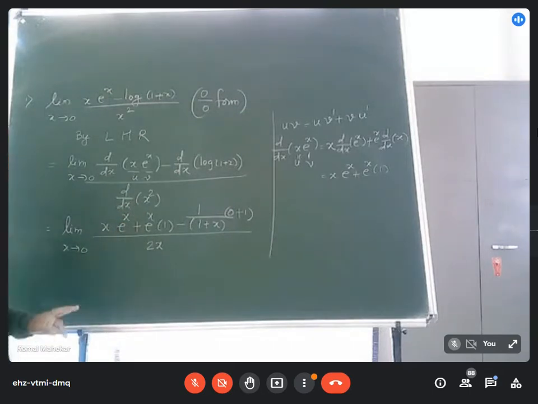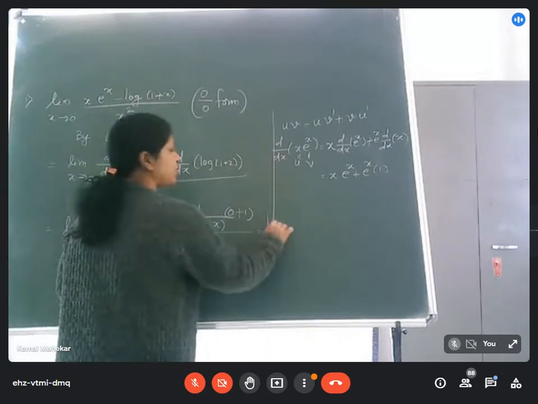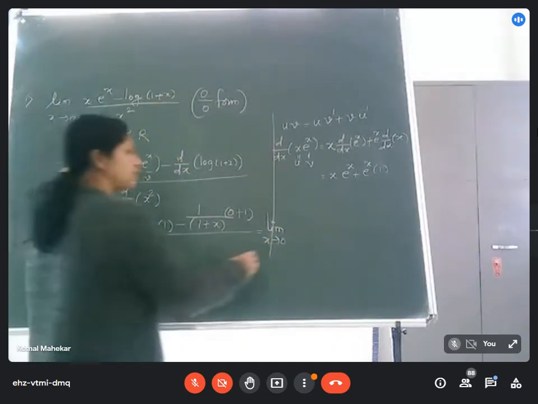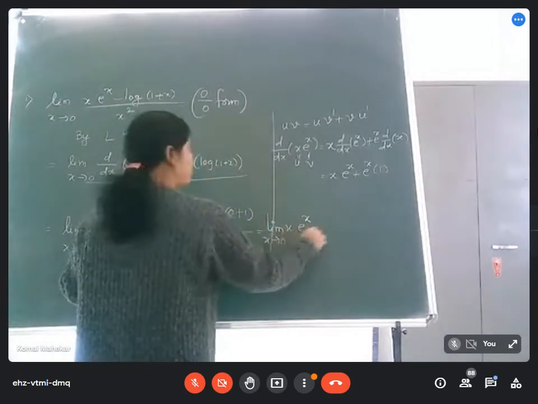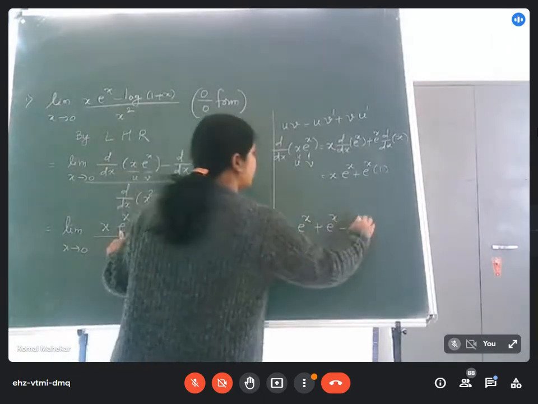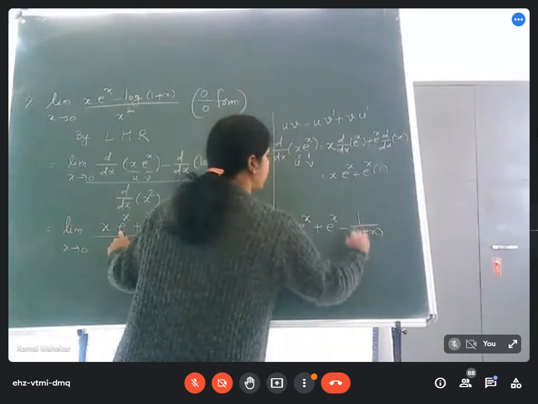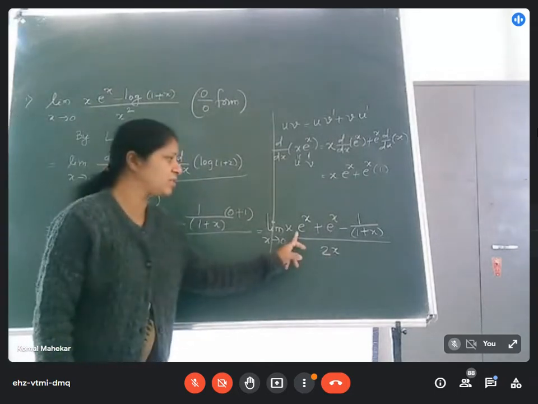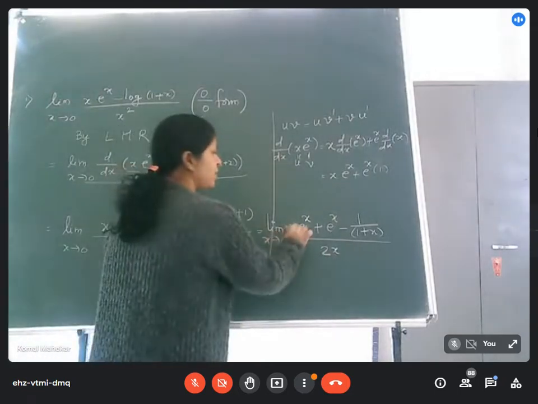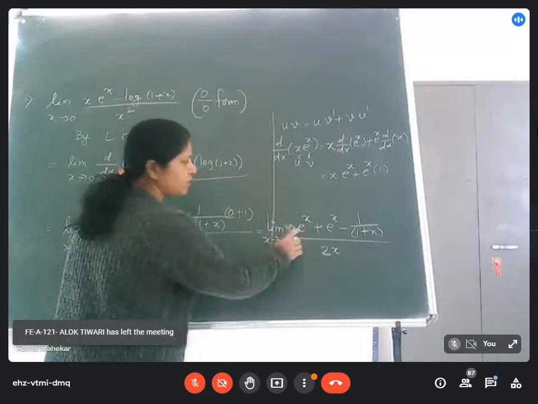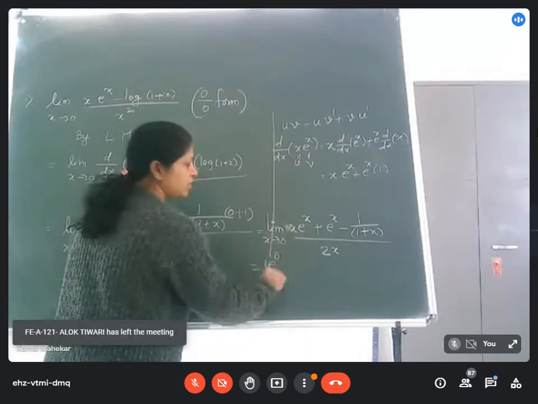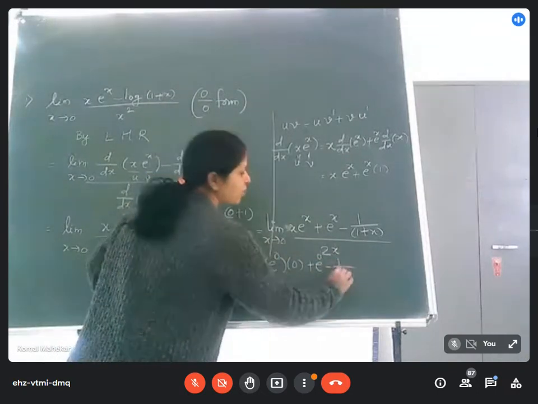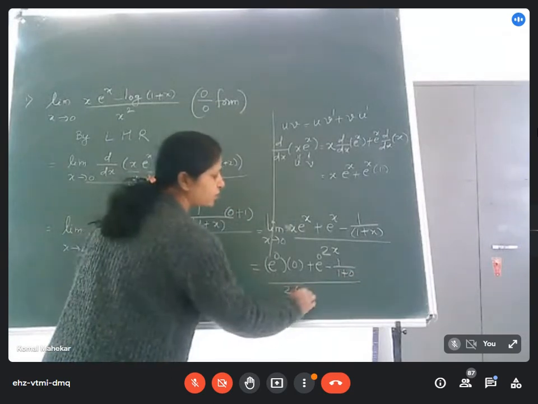Now we rewrite this as limit x tends to 0 of x e^x, this is the first term, plus e^x minus 1 upon 1 plus x, divided by 2x. Now, if you put x equals 0 in this, then what will happen? This becomes 0 into e raised to 0, e raised to 0 is 1, into 0, plus e raised to 0, that is 1, minus 1 upon 1 plus 0, divided by 2 into 0.